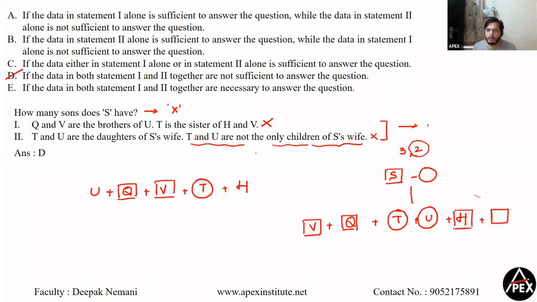Clear? When can you answer this question? When it is given that Q and V are the only brothers. Then you can answer this question. Otherwise, not. Clear, guys? Is it clear? Yes. Okay. Moving ahead.